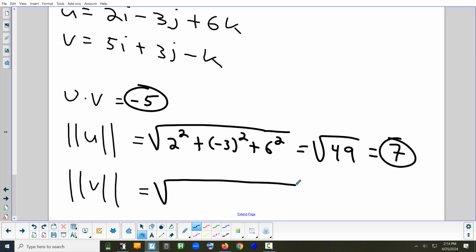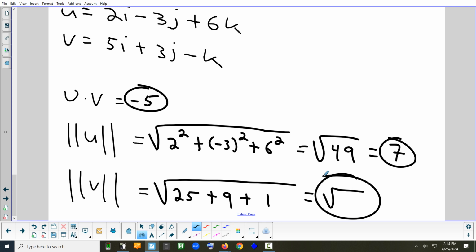Okay, what's going to go under the square root to get the magnitude of v? 5 squared, so 25, plus 3 squared, which is 9. And then minus 1, or plus 1 because it's squared. Yeah, so plus, and then negative 1 squared would be 1. Okay, and what's that come out to?